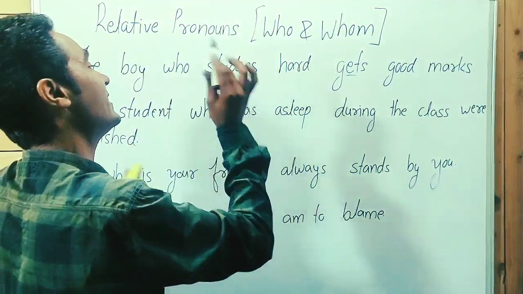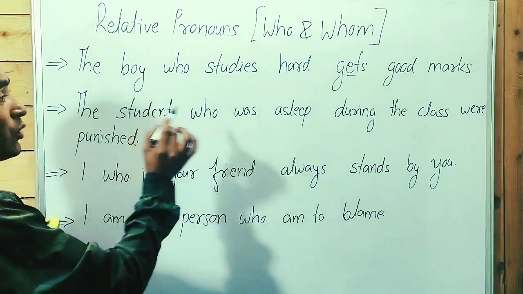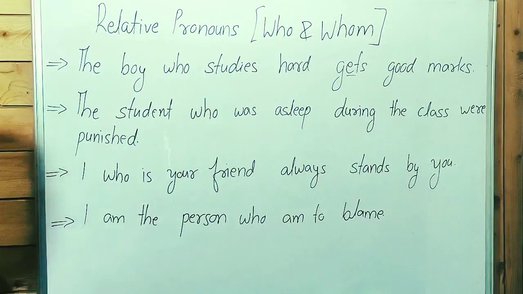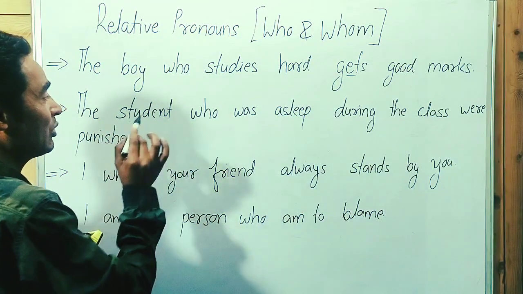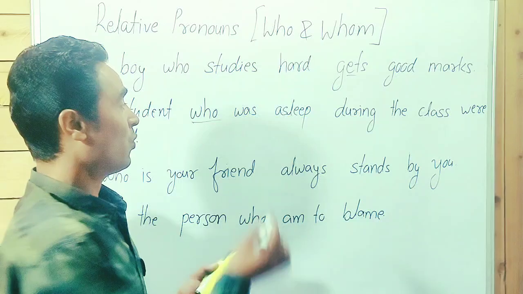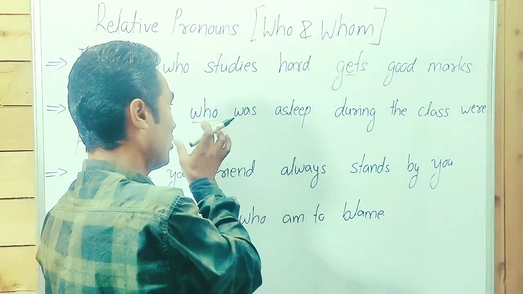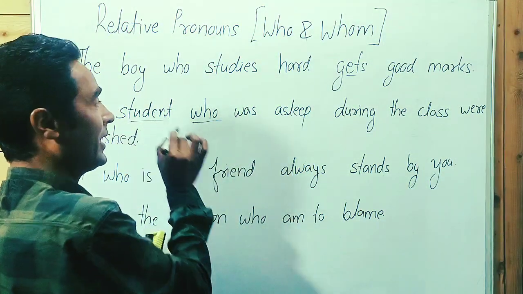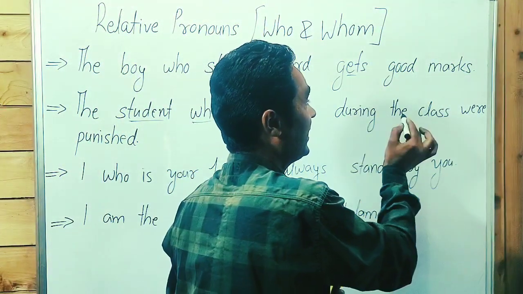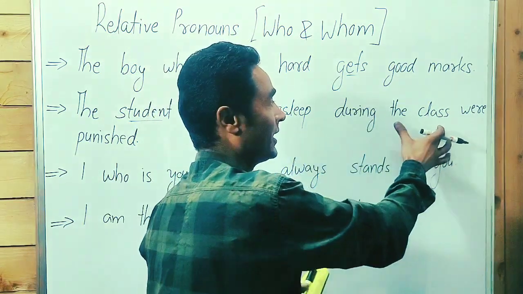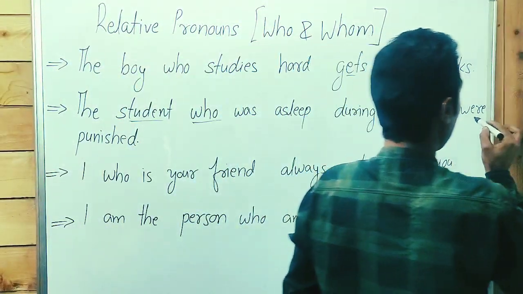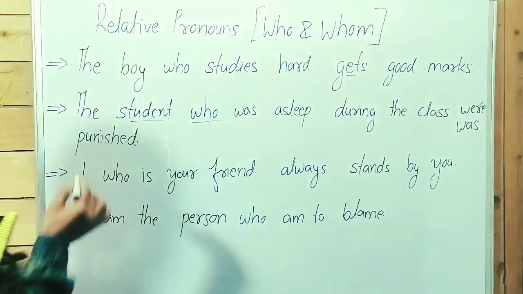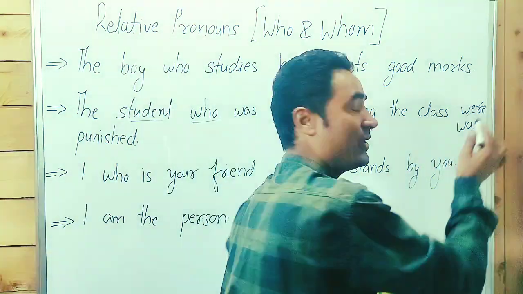Who studies hard. The student who was asleep during the class were punished. Guys, point to be noted here: the student is a singular subject, who is the relative pronoun, and "who was asleep during the class" is a relative clause. The antecedent is student, a noun. Here the verb must be was, not were, because student is singular.